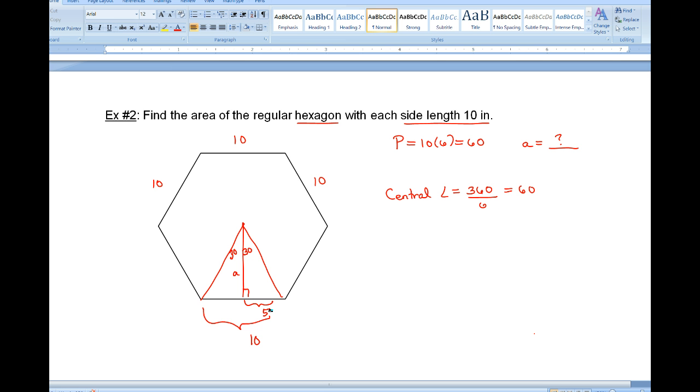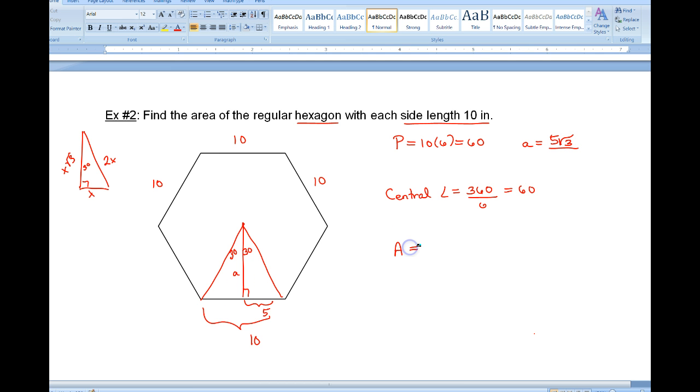Now if you're not good with special triangles, it's okay, but sometimes I might ask for the exact answer. Do you remember the special right triangles? If you have a 30, 60, 90, this is x, this is 2x, x root 3. So the apothem, does everyone see that it's 5 root 3?